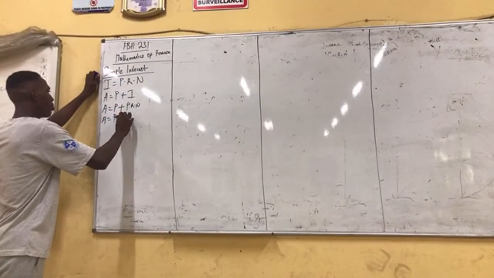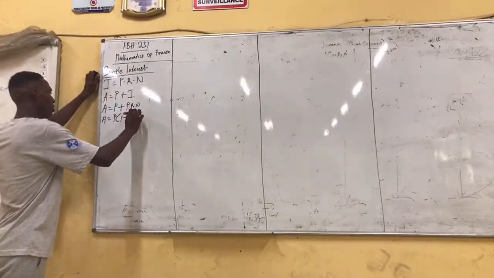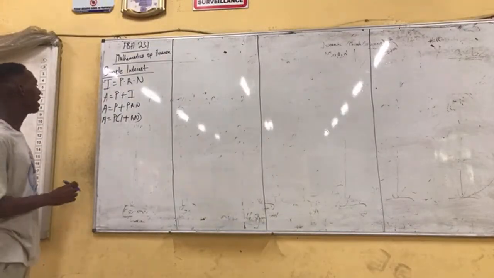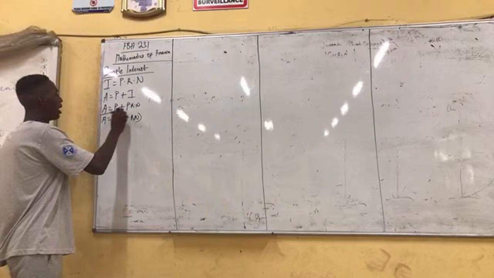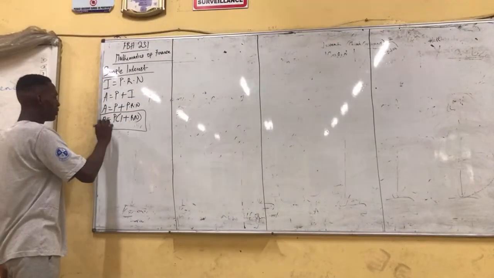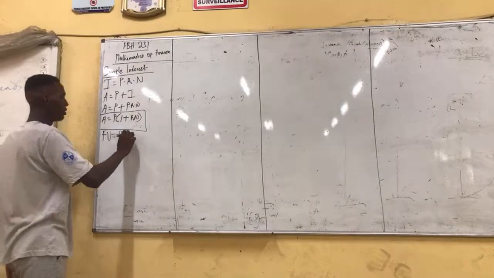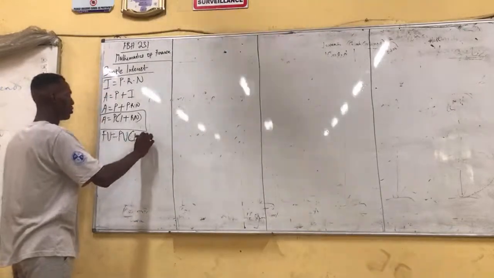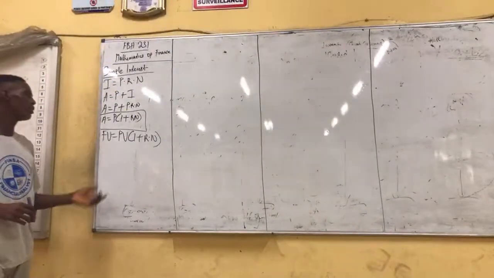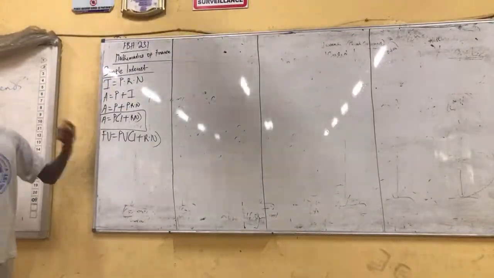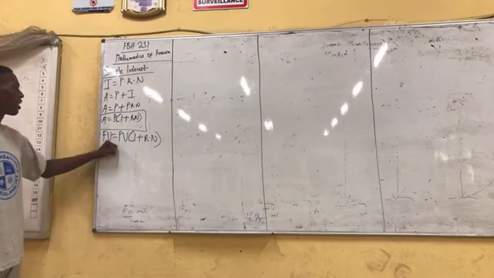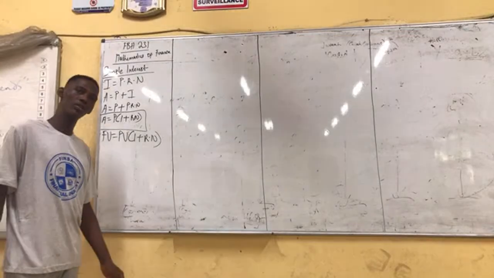P in bracket 1 plus what? Rn. Close bracket. You understand? So they ask you to get your amount directly. And sometimes in some textbooks, you see it called future value, or the amount at the end of the year. So this is the standard simple interest formula.